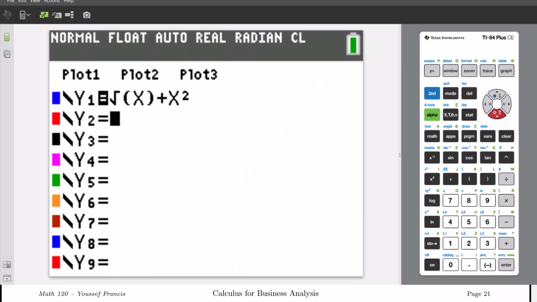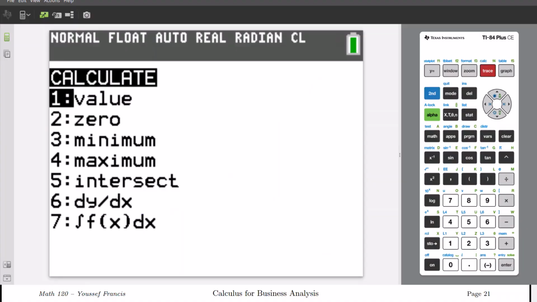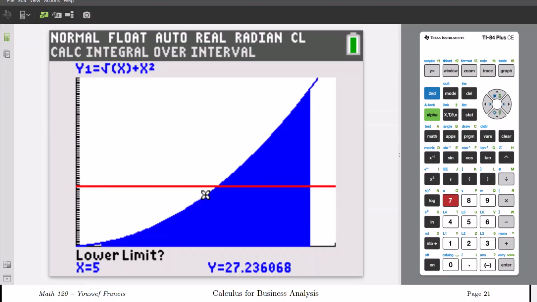Go back to the Y menu and put in 32.5. This was our average value. Let's look at the graph. Now we have the horizontal line. And let's click on, again, second trace, and click option number 7.